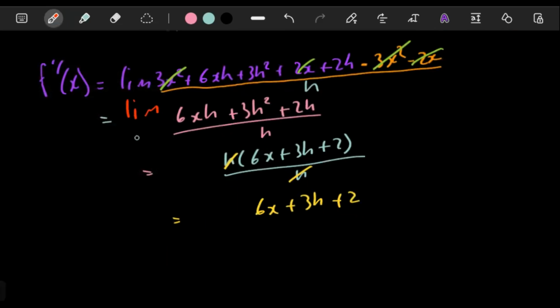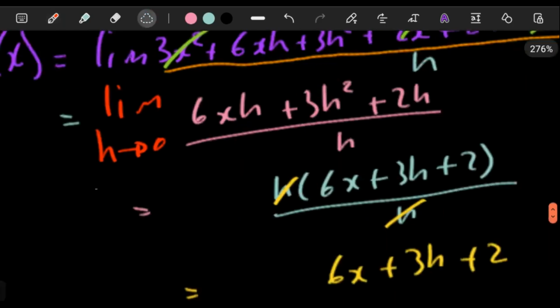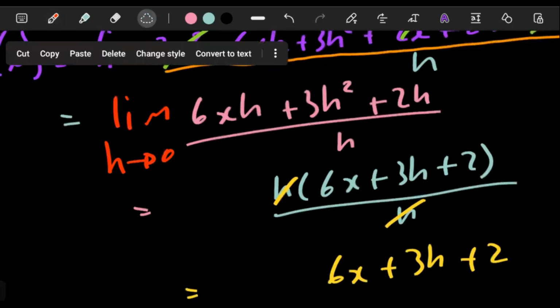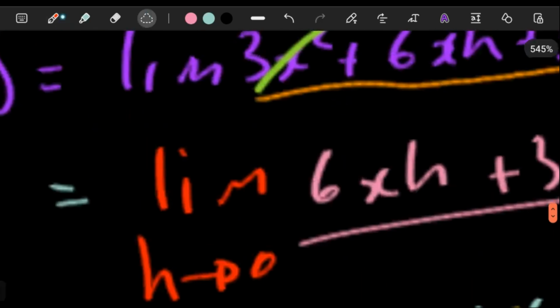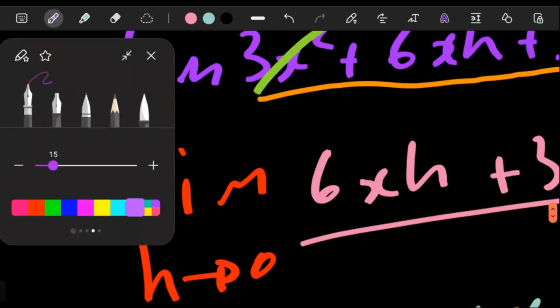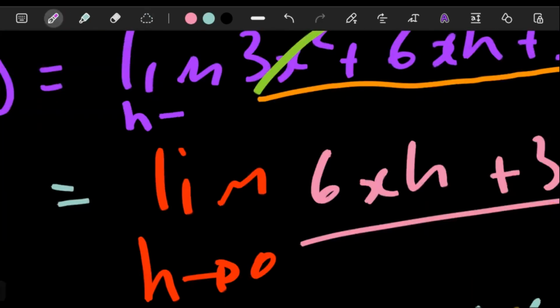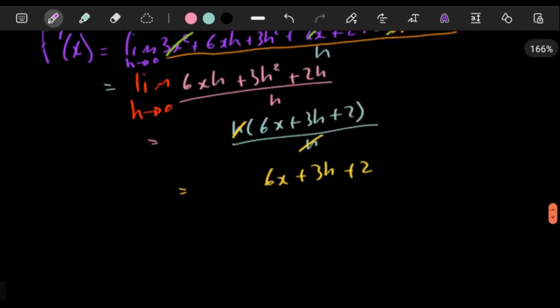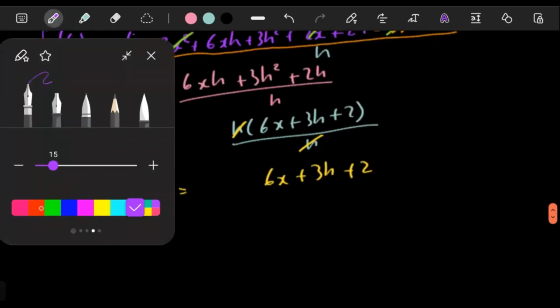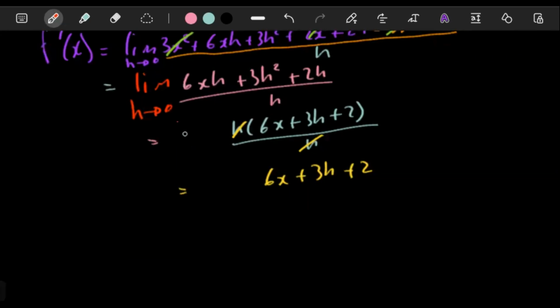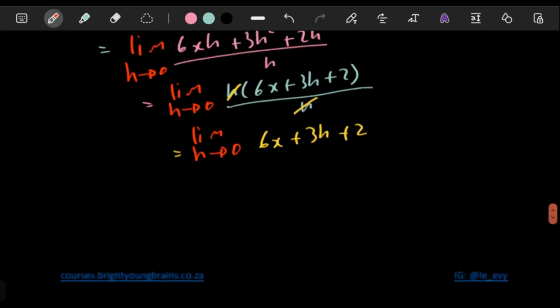Limit as h goes to 0. I didn't even put h goes to 0 here. This limit business is very sensitive. Just put your limit there, because all it's trying to do is allow you to make h equal to 0 when the time has come, without compromising anything.